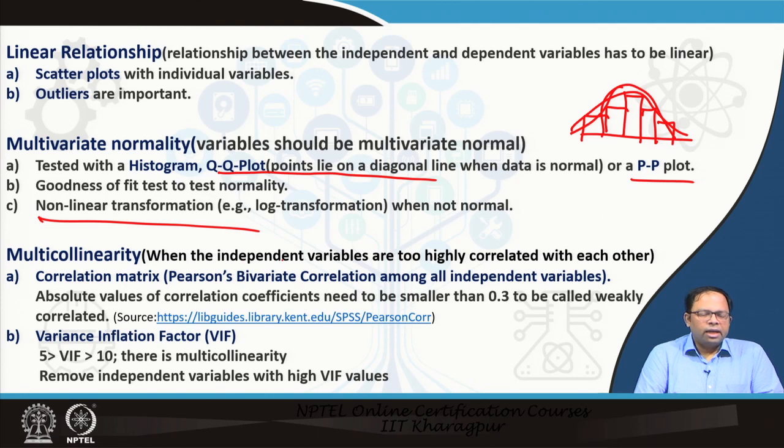Then we also need to test for multicollinearity, and this means that the independent variables are too highly correlated with one another. What it means is, when one variable changes, the other also changes. So, we usually avoid taking both variables in our regression equation. It is better to take only one of them. That means we need to check for multicollinearity before we do our regression, and that is why we need to do Pearson's bivariate correlation. We estimate Pearson's bivariate correlation among all independent variables, and this could be checked.